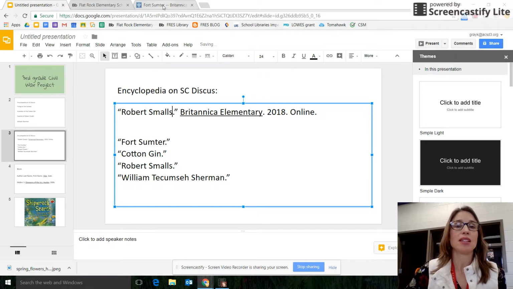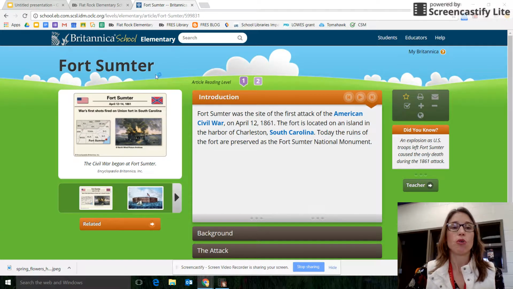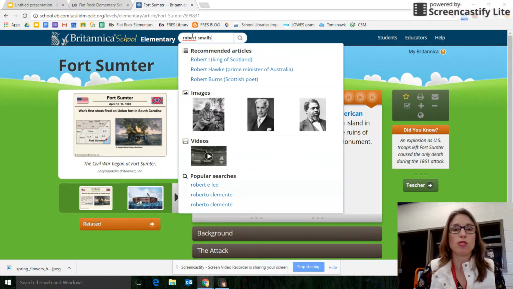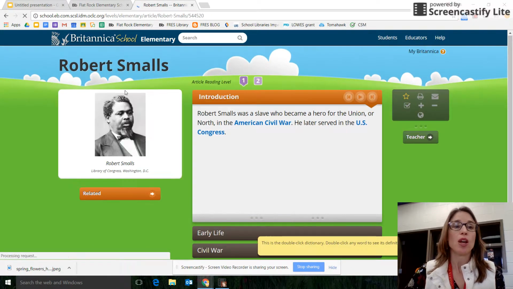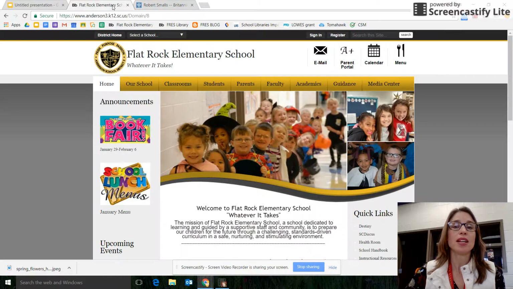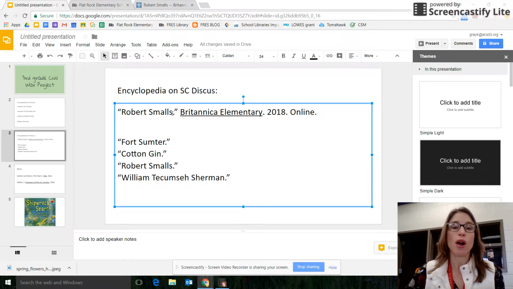And let me show you how I'm getting this information. Right here, Fort Sumter. That is our search. If you have the exploits of Robert Smalls, you would just search Robert Smalls because that's the keyword. And when we go there and open up Robert Smalls, we see right here, Robert Smalls is our topic. So when you are writing your source citation, right here, Robert Smalls, and then everything else is the same. As long as you copy this word for word, you will get 100% of your points for the citation. So if Robert Smalls is yours, you'll write it like this.